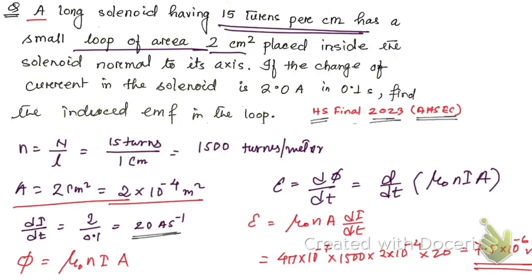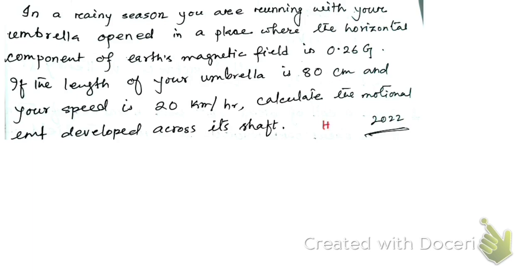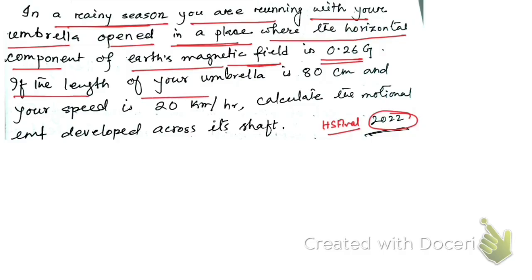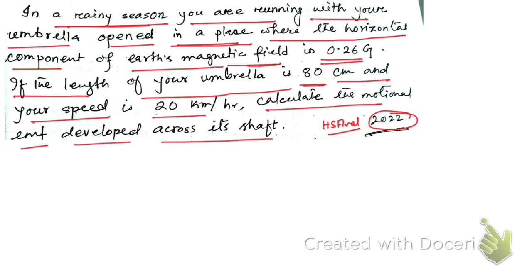So now let me take the next question. This was asked in the AHSEC final examination 2022. In a rainy season, you are running with your umbrella opened in a place where the horizontal component of earth's magnetic field is 0.26 gauss. If the length of your umbrella is 80 centimeter and your speed is 20 km per hour, calculate the motional EMF developed across it.